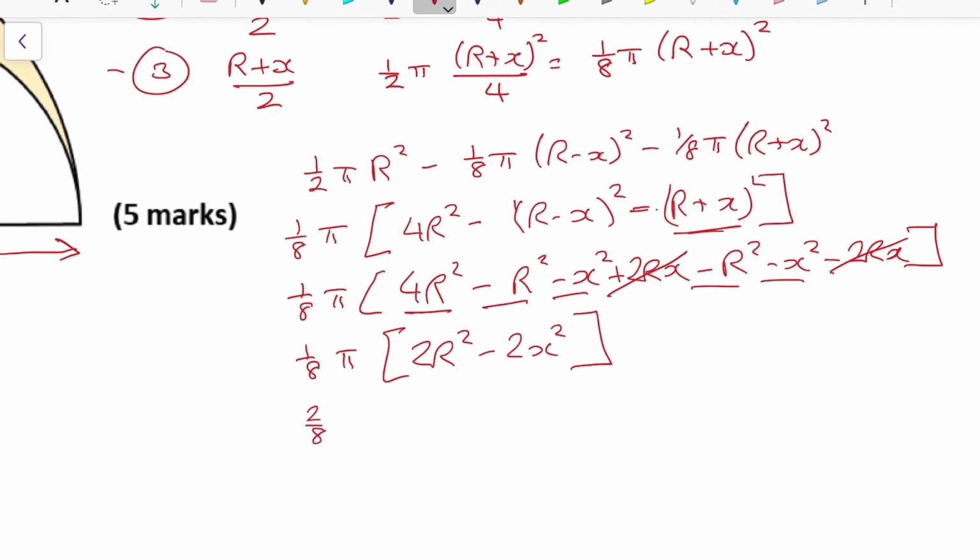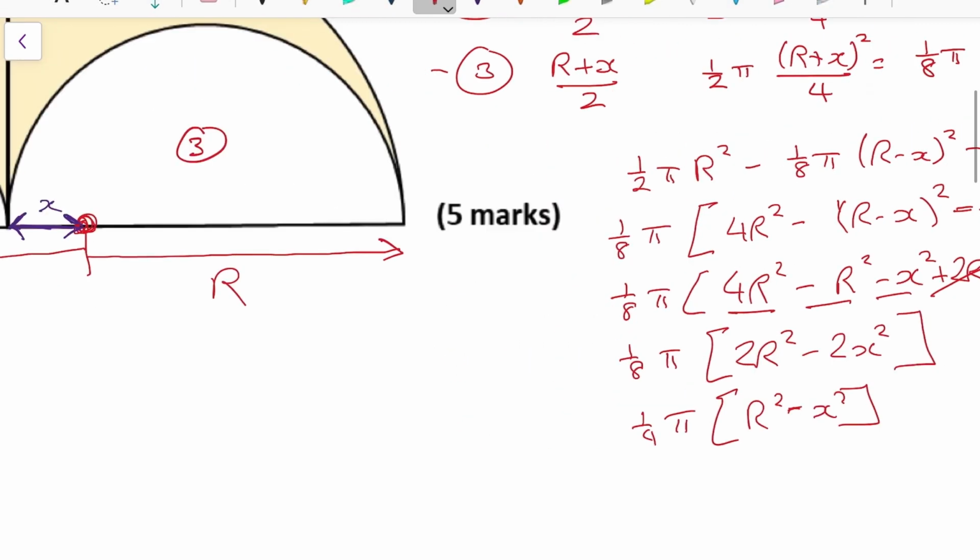Factorise out the 2, which is going to give me 2/8, which of course I'm not going to leave like that. I'm going to write that as a quarter. So that gives me a quarter pi times (r squared minus x squared). And then I'm stuck, because I don't know what r is and I don't know what x is.